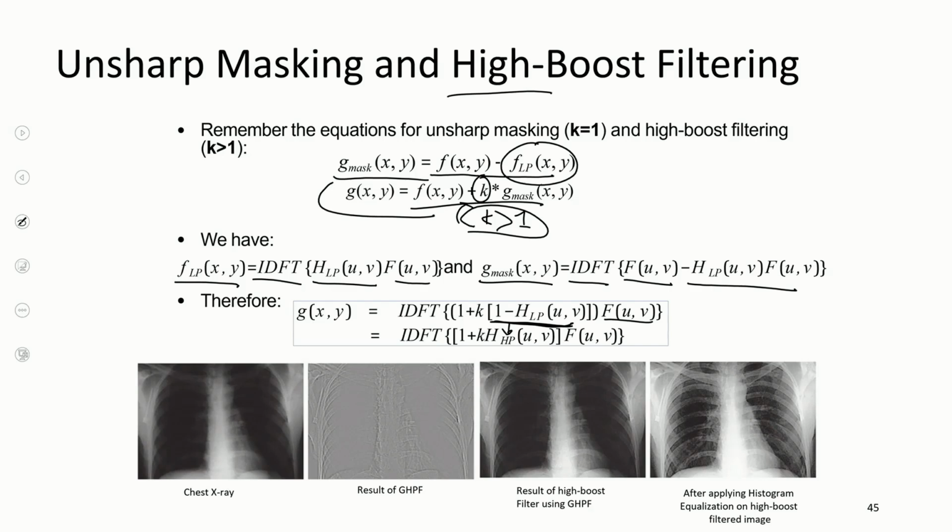So in order to do the unsharp mask and high pass filtering, I have to do this operation and take the IDFT to get the unsharpened image in the spatial domain. Okay, and this is what it will look like. You have an X-ray, which is not very clear. I did the Gaussian high pass filter. Then I did the high boost filtering. For high boost filtering, I used k greater than 1. Still, it's good, but not better.